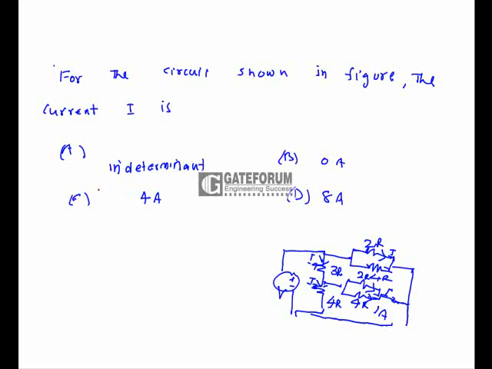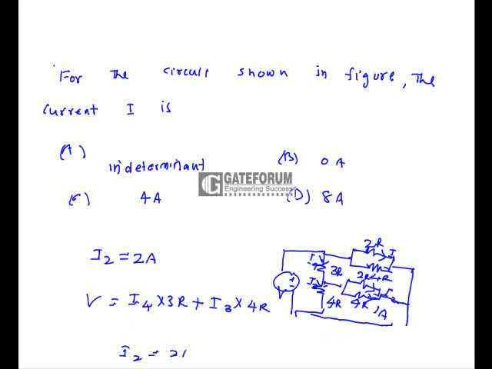In the circuit shown in the figure, the current I is, first of all, I2 is equal to 2 amps. V is equal to I4 into 3R plus I3 into 4R. So I2 is equal to 2 amps, I3 is equal to 1 amp, I4 is equal to 4 amps. If we substitute, V equals 16R, so I is nothing but 16R divided by 8R, which is 2R.